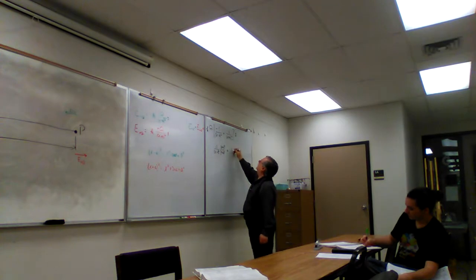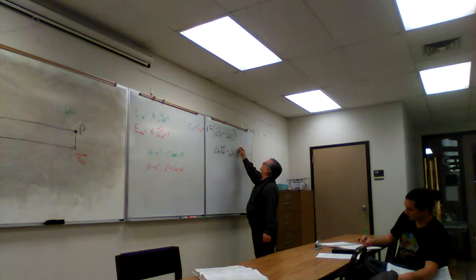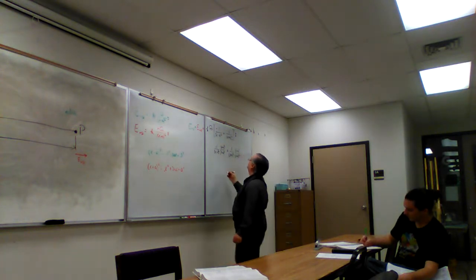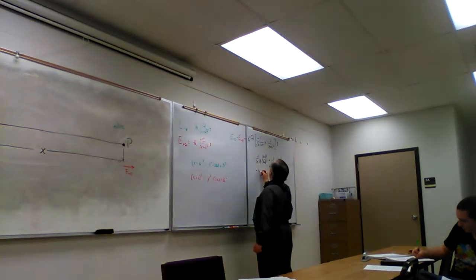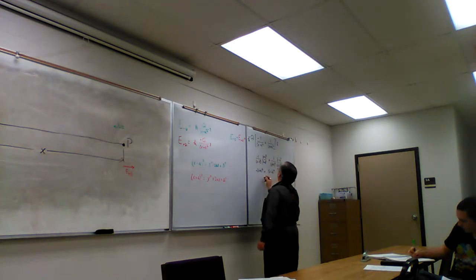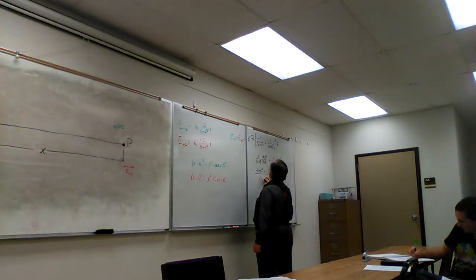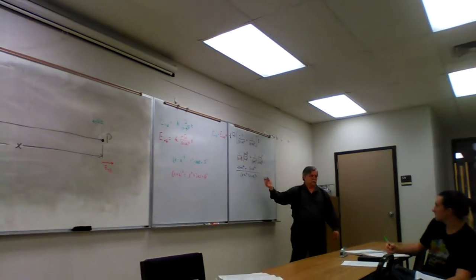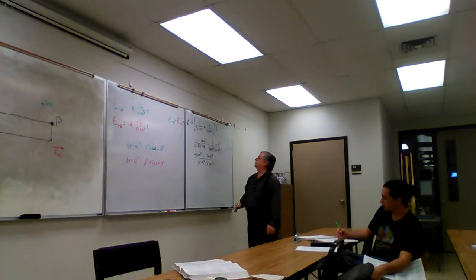Now, over here, times (x minus a) squared over (x minus a) squared, and that brings me to minus (x plus a) squared plus (x minus a) squared, all over (x minus a) squared times (x plus a) squared. We're good? Okay.